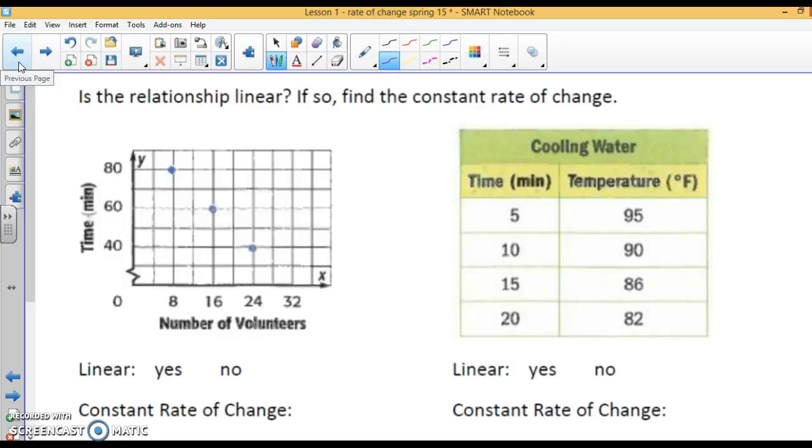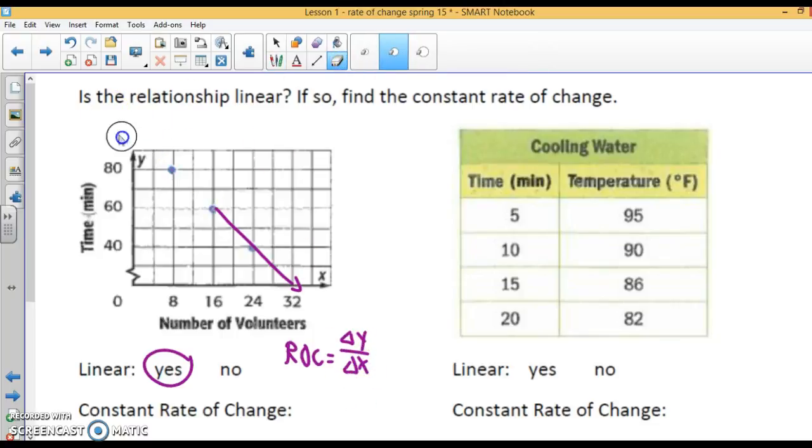Is the relationship linear? If so, find the constant rate of change. Now, let's look at this. If I drew a line, isn't that linear? Absolutely. Is it linear? Yes, because all of those points are on a straight line. Well, let's find our rate of change. Our rate of change is change in y over change in x.